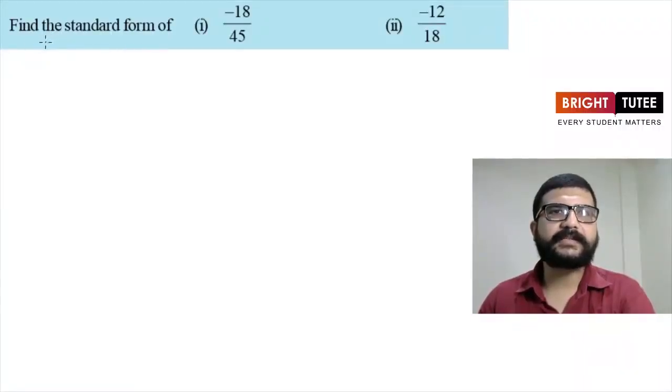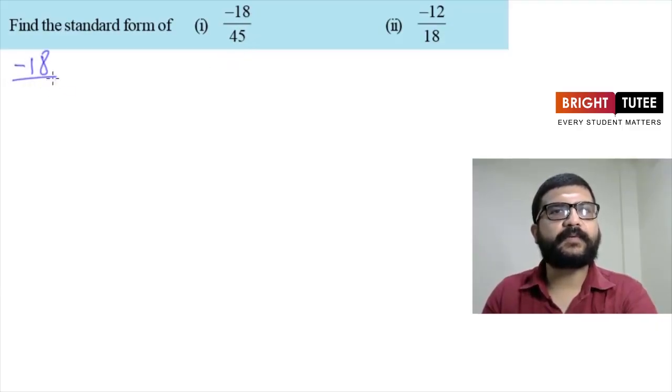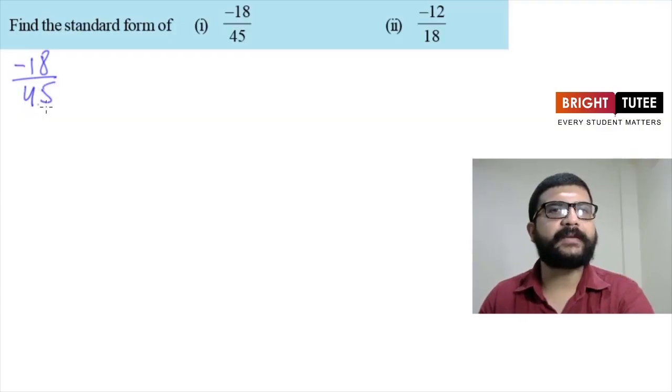The question here is: find the standard form of minus 18 upon 45 and the second number is minus 12 upon 18. So let's see minus 18 upon 45 first. As we can see, the denominator is a positive integer. But is there any other common factor between numerator and denominator other than 1? Yes, there are. As we can see, one of the common factors is 9. So let's divide both numerator and denominator by 9.